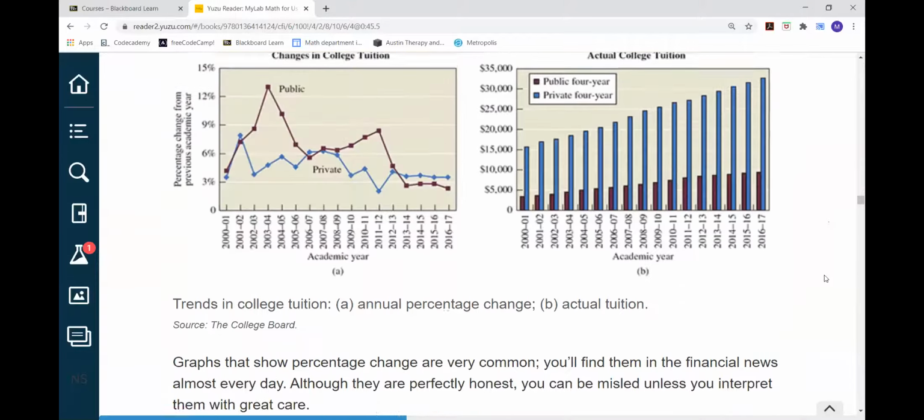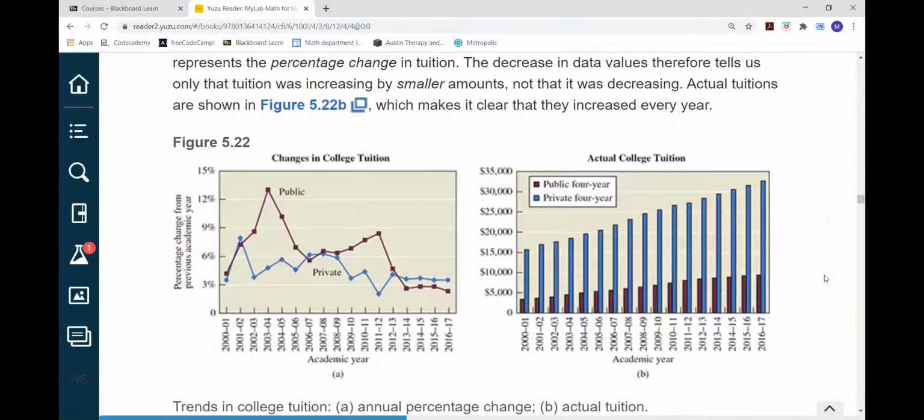5.22 is the next one. Here we go. So this is the changes in college tuition by actual tuition over here on the right, and then we have the change as a percentage over here. In what academic year did the public college tuition rise by the largest percentage? And what percentage was that? So they want to know, when did public rise by the most?